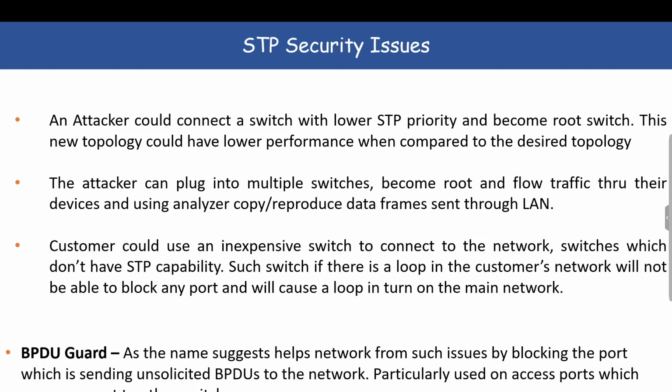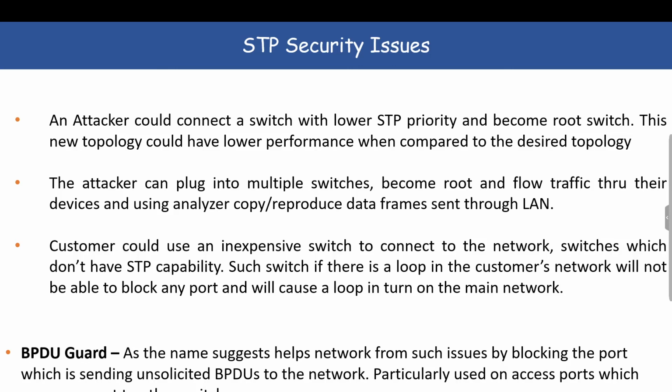The last security issue is that a customer could be using an inexpensive switch to connect to the network. The switch does not have STP capability, and such a switch can cause a loop in the customer network. And because the switch does not have STP capability, it can cause problems in the network, not only in its own network but in our network also.